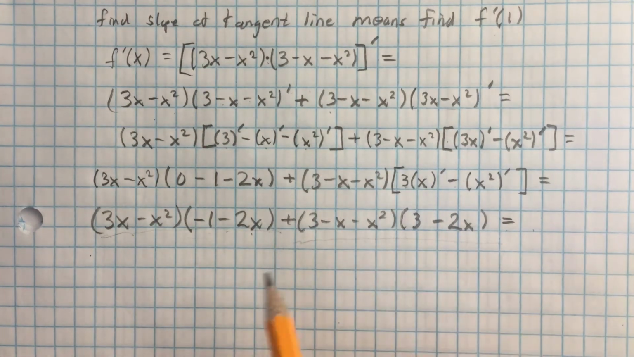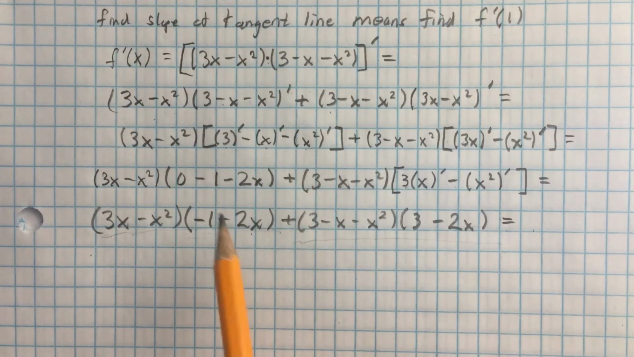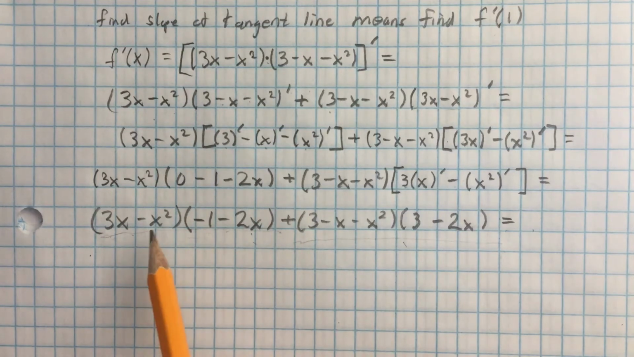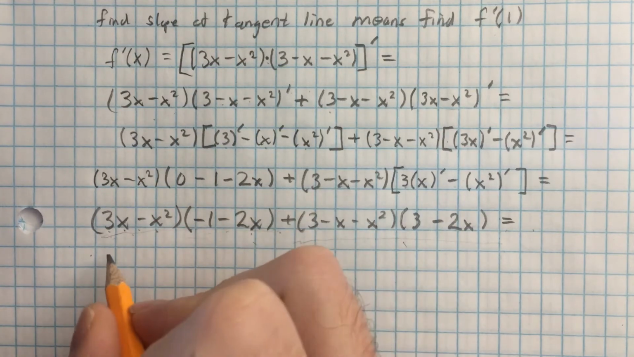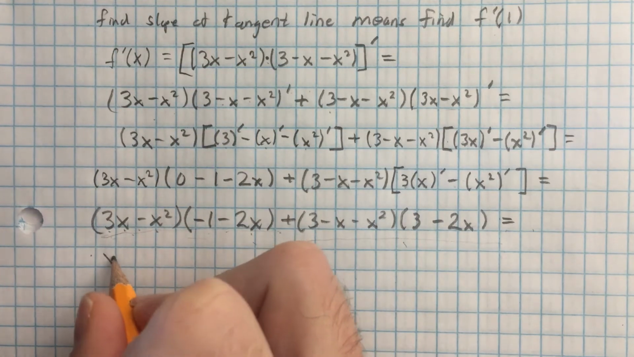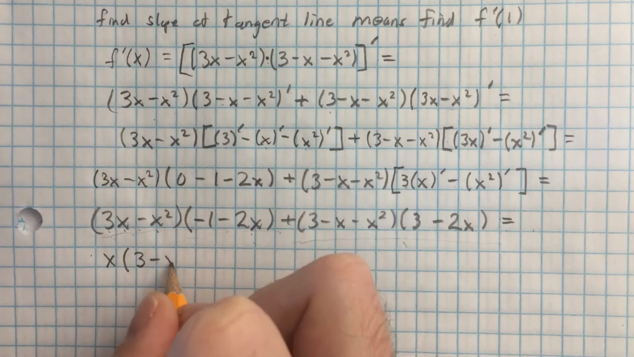So to simplify this, the first thing we try to do is factor. So let's see if there's any common factors between the two terms that we have here. 3x minus x squared, you can remove an x, it's true. You could take out an x, and you'd have 3 minus x.